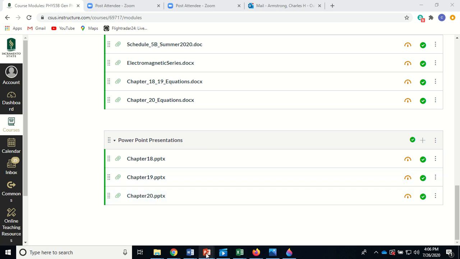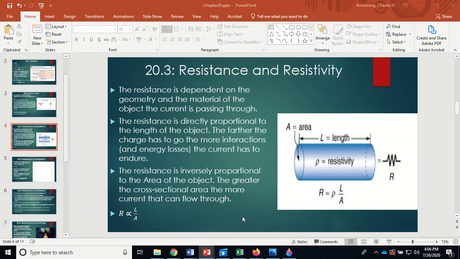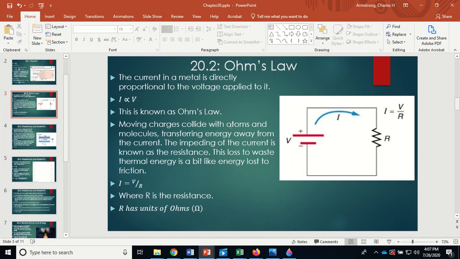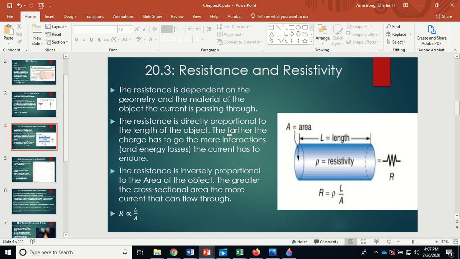Okay, so on the PowerPoint, we ended up on Ohm's law. Now we're up to resistance and resistivity. The resistance is dependent on the geometry and the material of the object the current is passing through. Geometry-wise, it depends on the area and the length.